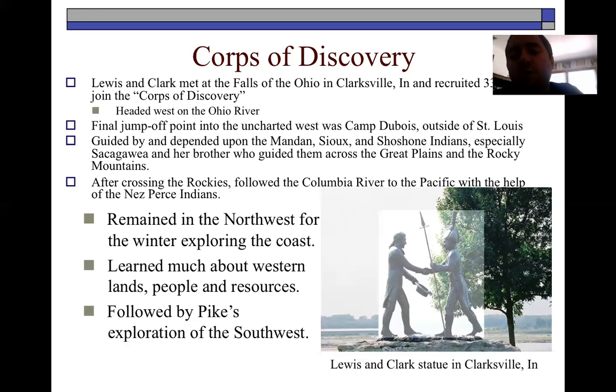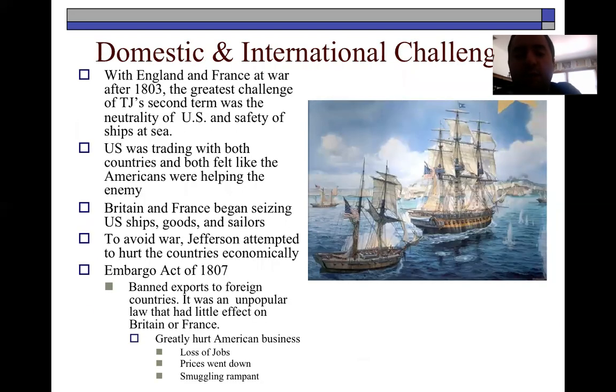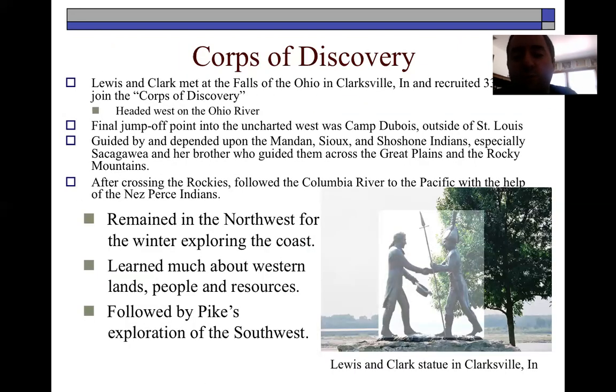How is the land? What resources are on the land? What do we see as positive? What do we see as negative? And this is followed by Pike's exploration of the Southwest. We're going to get to that next time, Pike's exploration of the Southwest. But as we can see, of course, we'll go into greater detail, but the natives here, Sacagawea, her brother, other natives, Nez Perce Indians, are going to be used as a great resource for what this land provides.